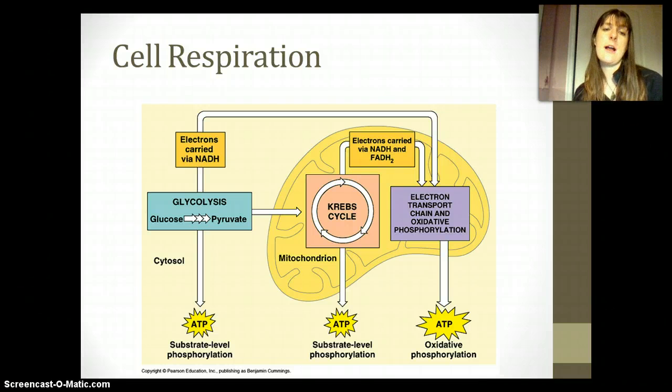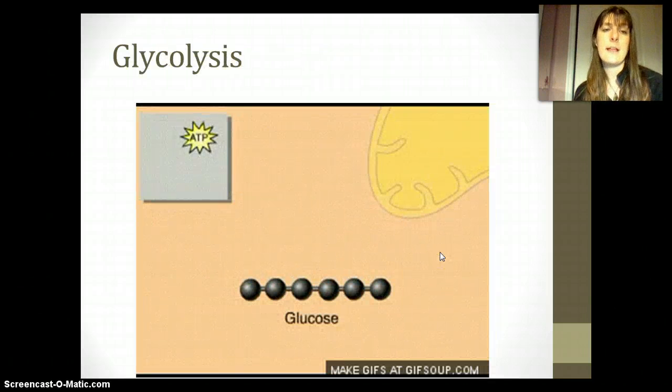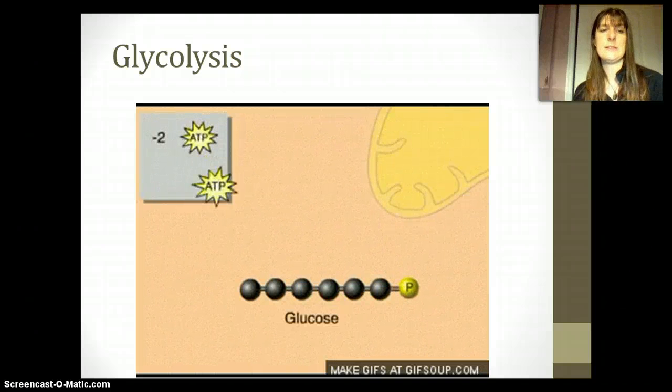I want to briefly talk about the three big steps that occur during cell respiration. First, we're going to have glycolysis. It occurs in the cytoplasm. Then after that, we're going to go into the mitochondria where the Krebs cycle happens and the electron transport chain happens. First, glycolysis. So glycolysis is basically going to take our glucose molecule and break it into two, and those two halves are called pyruvate. But there's some steps in doing so.